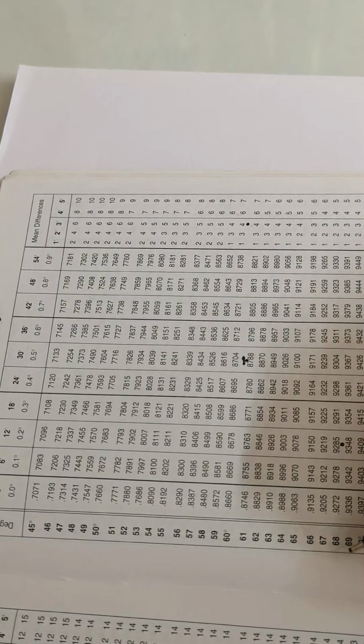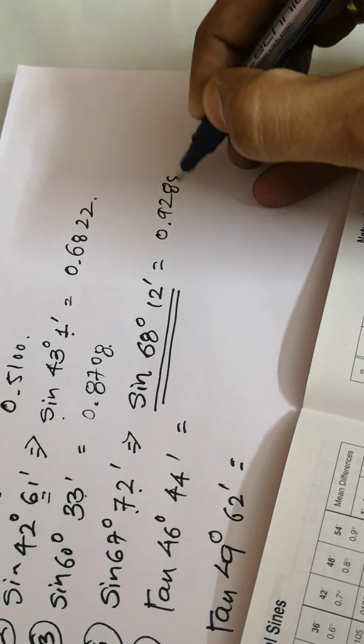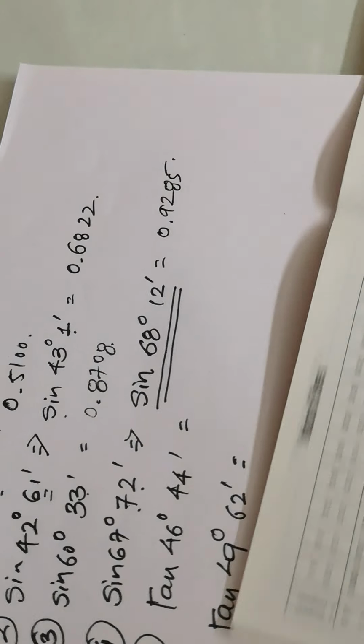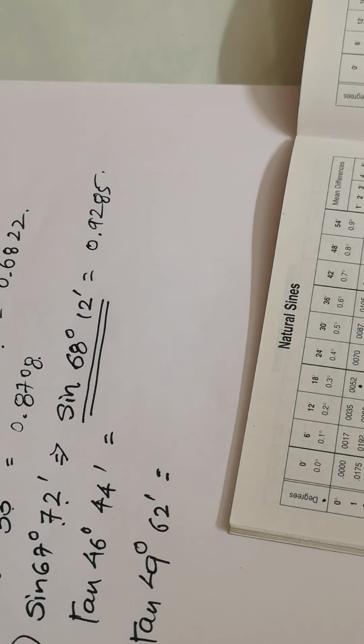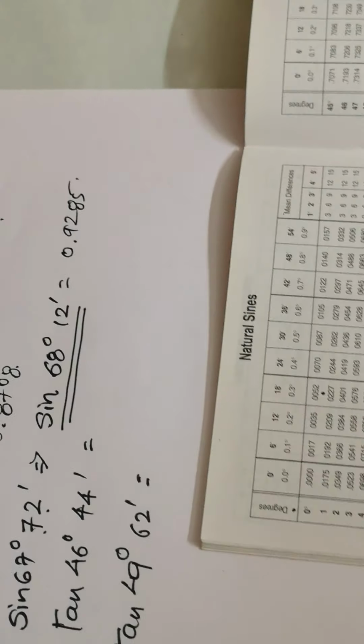It would be 0.9285. It is 68 degrees and 12 minutes. So we can just put that 0.9285. Now the next one is tan 46 degrees and 44 minutes. Right now we are dealing with the natural sine. In the same course we will find the natural tangent.